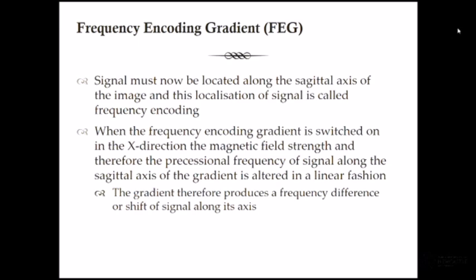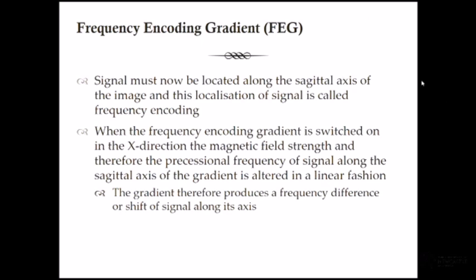So the signal now has to be located along the sagittal axis. So we've done front to back, now we need to do left and right. Remember, we've got our 3 sets of gradients. So all we're doing is changing the current in another set of gradient coils, those X, Y, and Z ones. So we're changing it in X for one part of imaging, we're changing it in Y for another, and then in Z for another. So that's how we're getting our location.